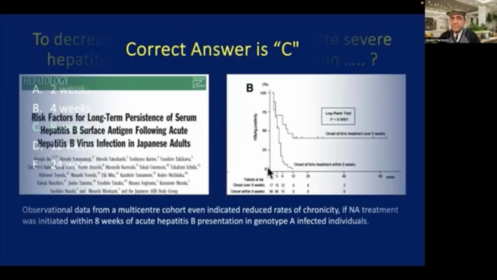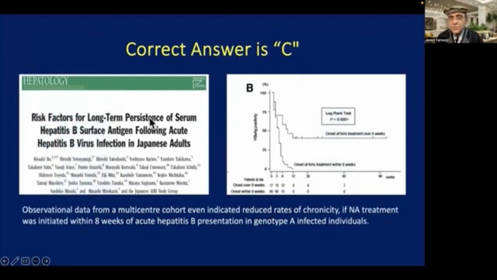And why do we say this? Because there are two studies. One is on the risk factors for long-term persistence of serum hepatitis B surface antigen following acute hepatitis B virus infection in Japanese patients. What they found is that if the treatment was started within 8 weeks, the chances of chronicity were reduced as compared to when it was started after 8 weeks. Observational data from a multi-center cohort even indicated reduced rates of chronicity if any treatment was initiated within 8 weeks of acute hepatitis B presentation in genotype A infected individuals.